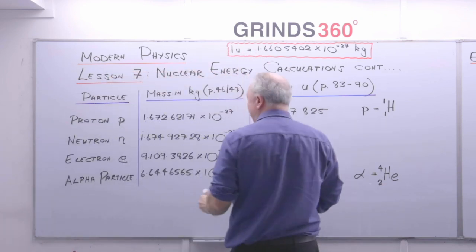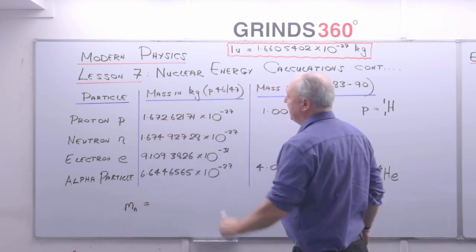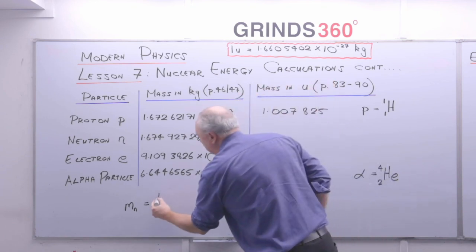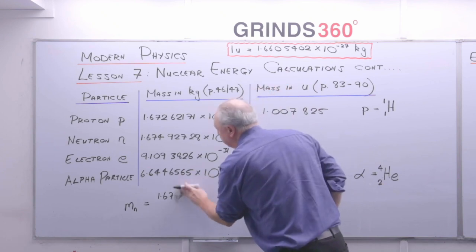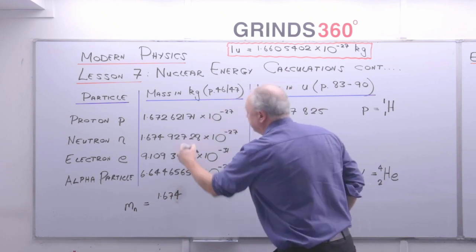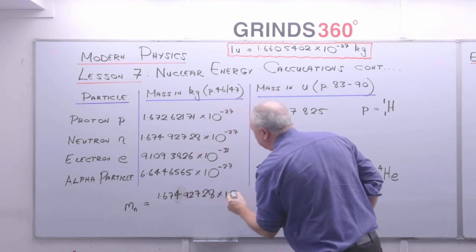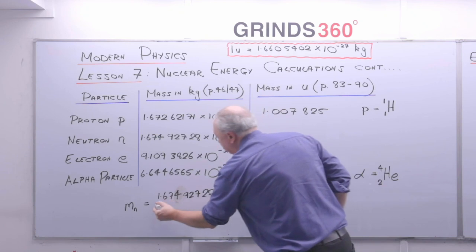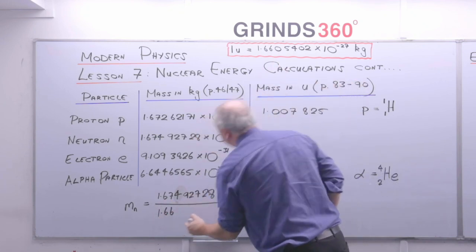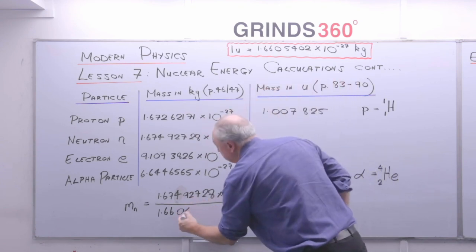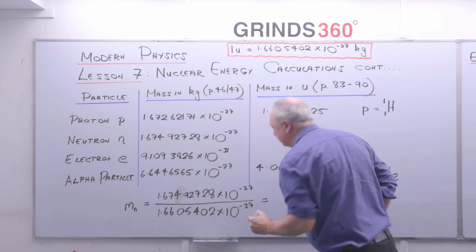So if I want to work out the mass of the neutron, mn, in atomic mass units, I will get the mass of the neutron in kilograms, which is 1.67492728 by 10 to the power of minus 27. And I'm going to divide it by its conversion factor, which is 1.6605402 by 10 to the power of minus 27 kilograms.